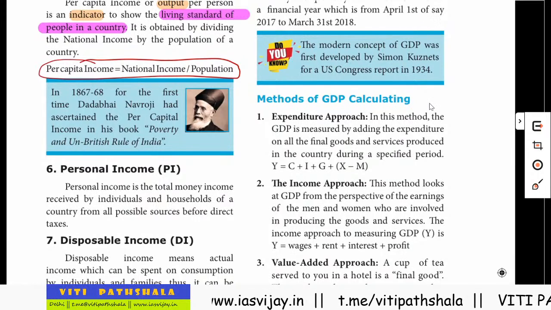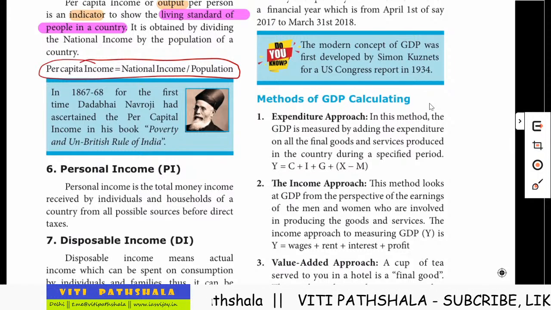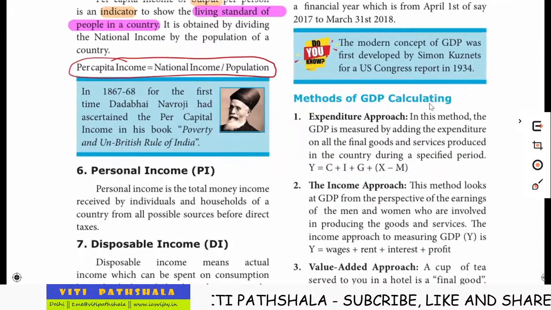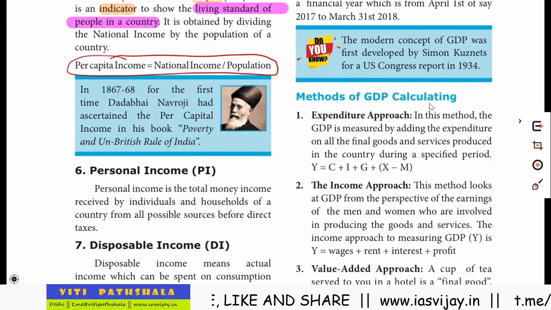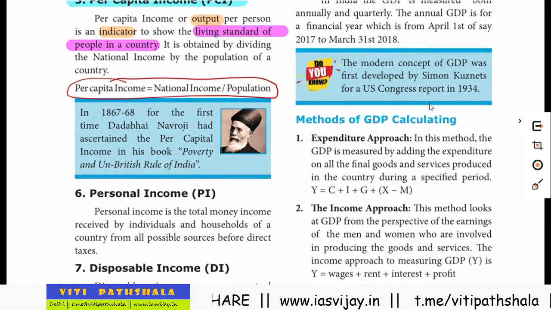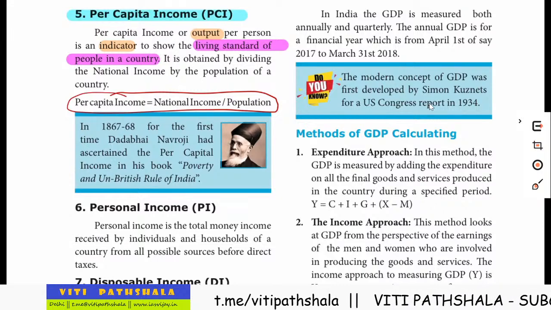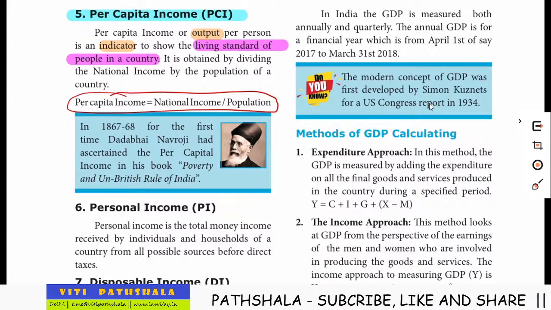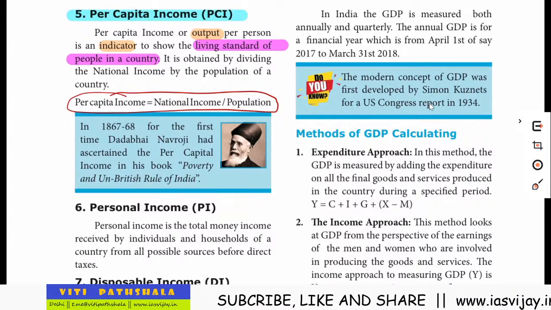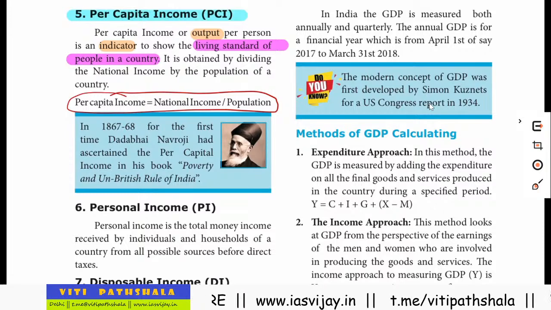So in the last class, there was some network error. The internet went off for a while. So we have studied till here, the per capita income. In this chapter we have done until the per capita income. Now let's proceed further. And we were doing the per capita income.